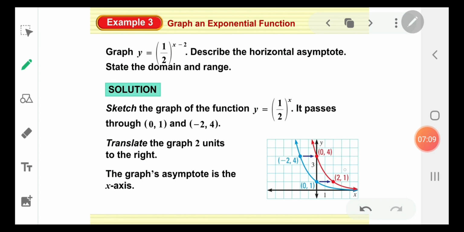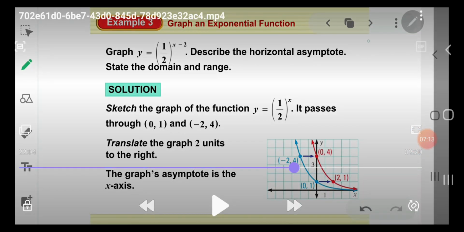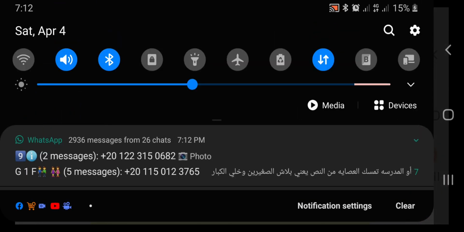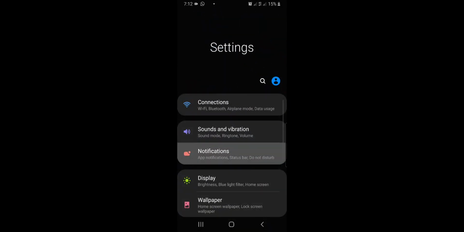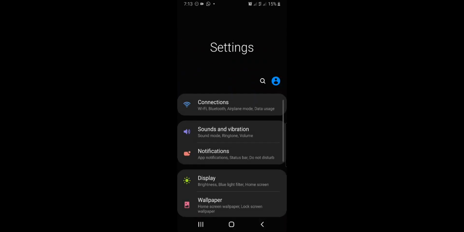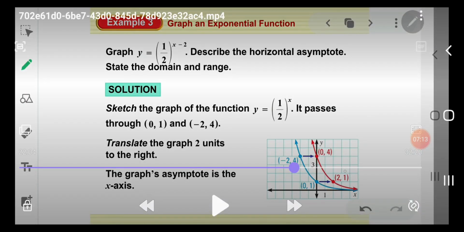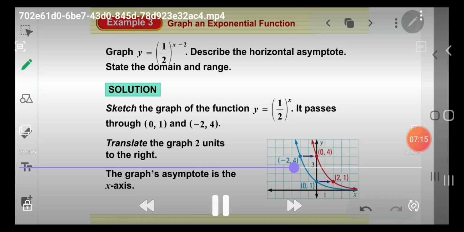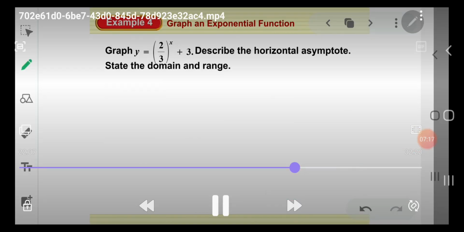The domain, all real numbers. The range, y greater than 0. The horizontal asymptote is the x-axis, with equation y equals 0.